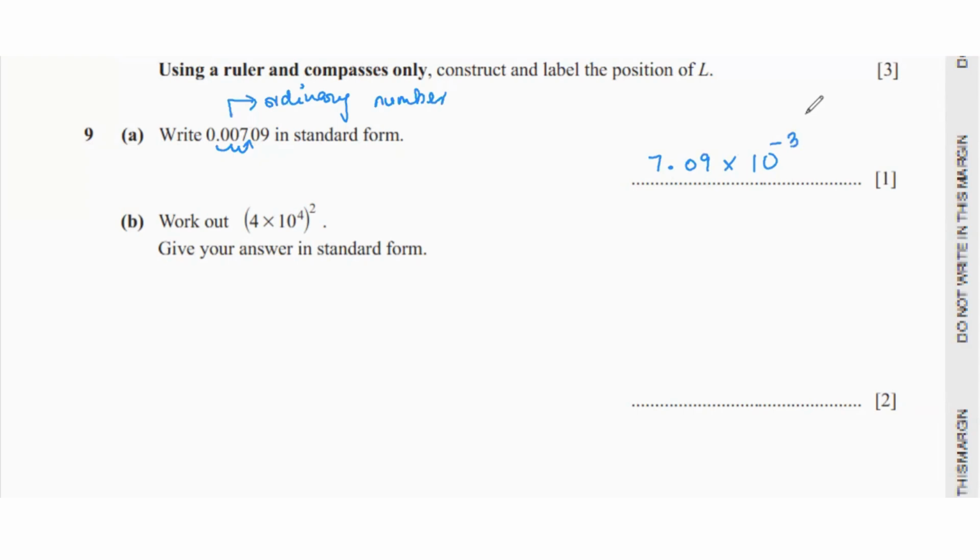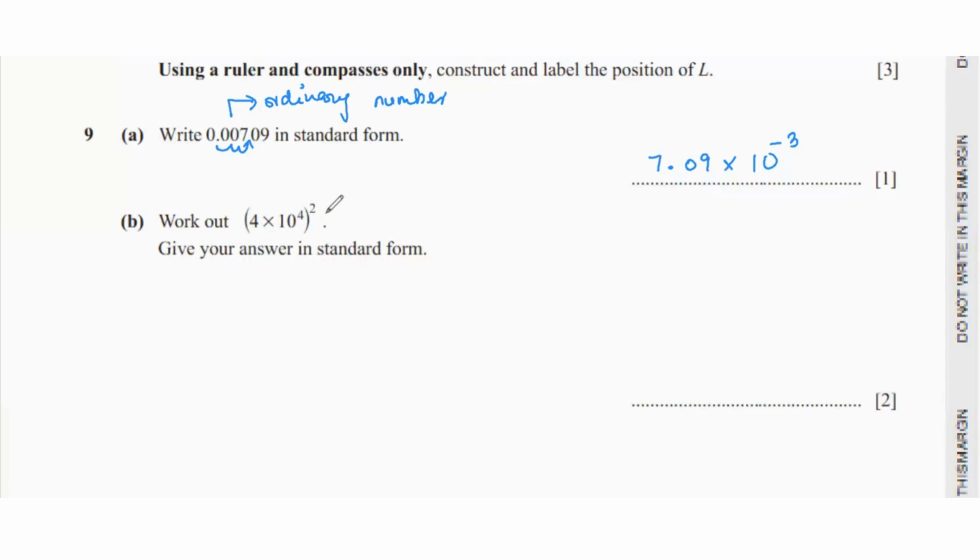Now, why is it 10 to the power of negative 3? It's 10 to the power of negative 3 because you're moving the decimal 3 places to the right-hand side. And when you would rewrite this in ordinary number, you would move the decimal 3 places to the left-hand side. So the order is opposite when you're converting from ordinary to standard and standard to ordinary. When you're converting from ordinary to standard, if you're moving the decimal to the right-hand side, that means the power will be negative. And if you're converting from standard to ordinary, if the power of 10 is positive, you're moving it to the right-hand side. So as you can see, the order is opposite.